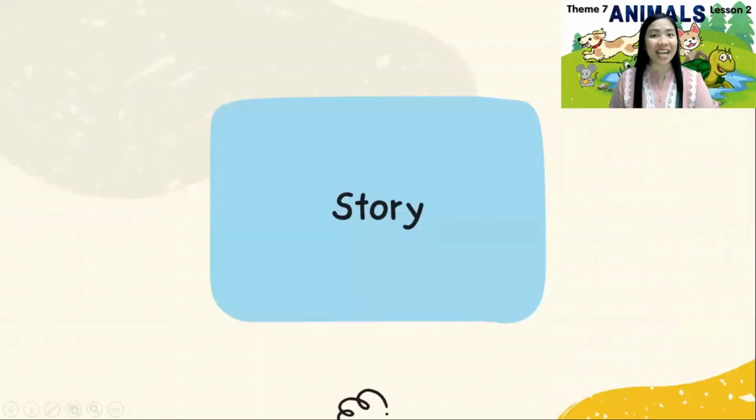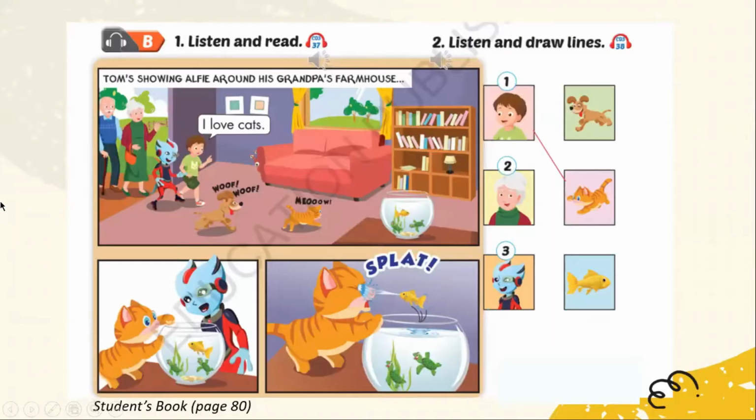Story time. Listen carefully again. B. 1. Listen and read. Tom's showing Alfie around his grandpa's farmhouse.